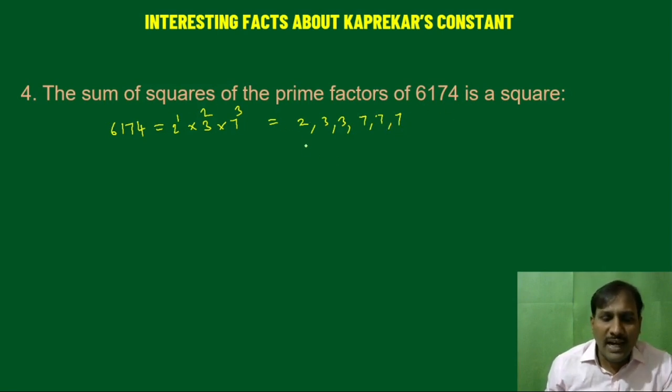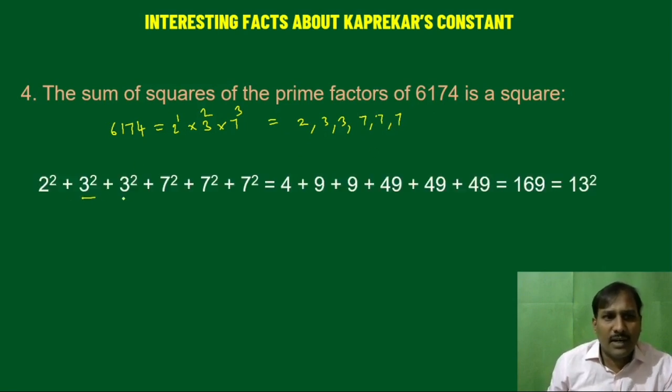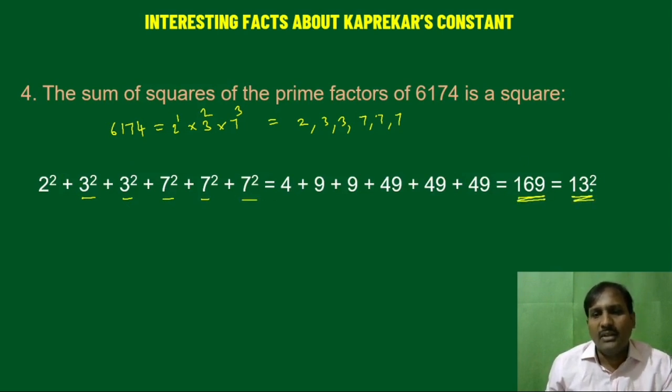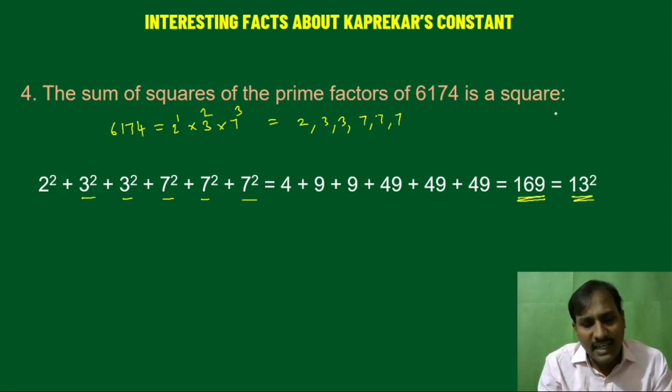So when you square them and add them, what will you get? Let us see. 2 square plus 3 square plus 3 square plus 7 square plus 7 square plus 7 square is 169, which is equal to 13 square. Okay, so this is about the Kaprekar constant in 4 digits and also the interesting facts about the Kaprekar constant.